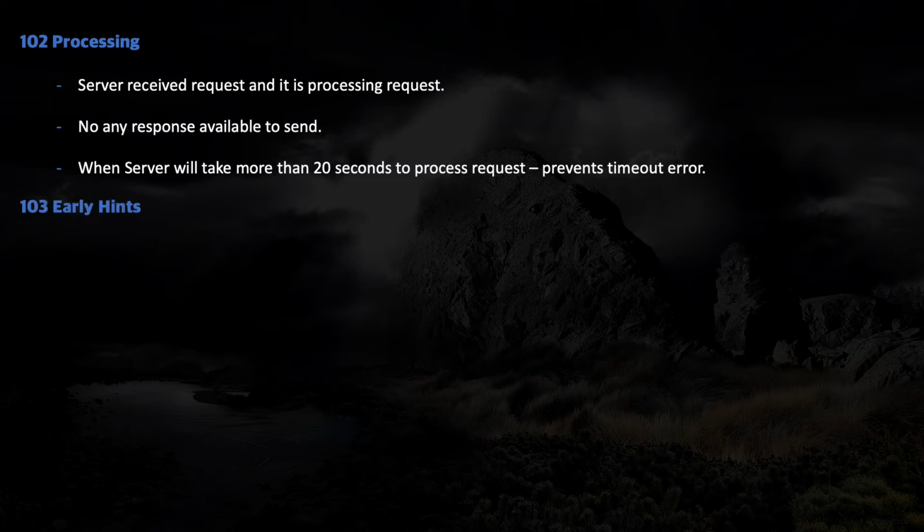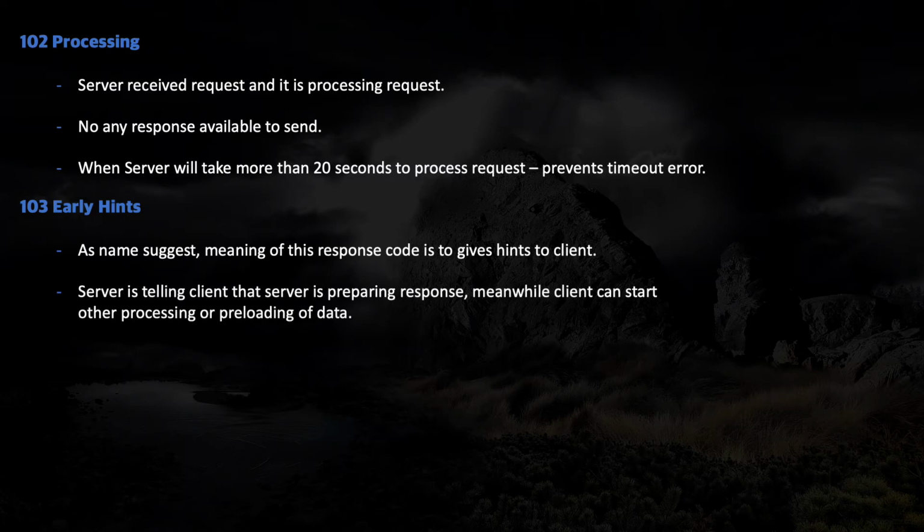So next we have 103 Early Hints, and as the name suggests, the meaning of this response code is to give some hints to the client. The server is telling the client that it is preparing the response, and meanwhile the client can start other processing, such as preloading data. Usually we use this code with the link property in the header, where we provide additional links related to this resource, and the client can get other information from the links while the server is preparing the data. So this is an approach to making communication a little bit faster.